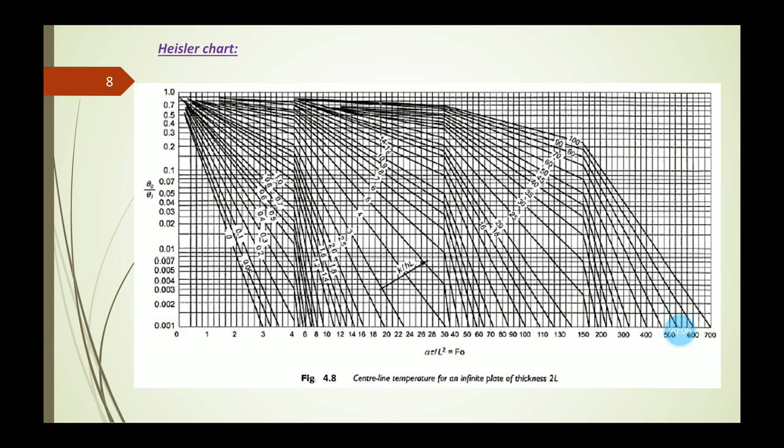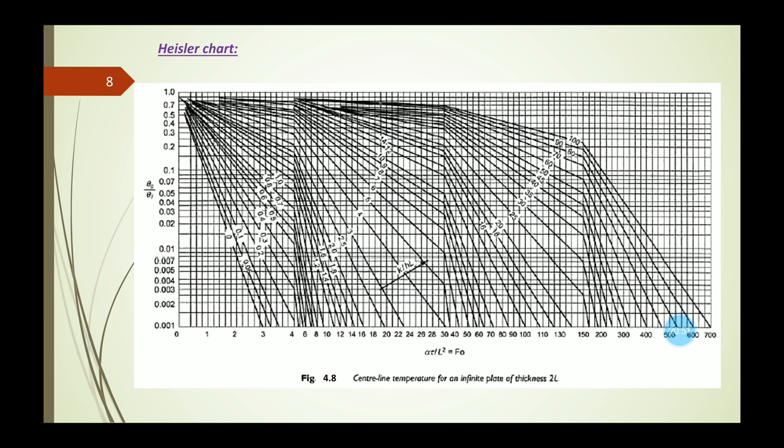So this is the Heisler chart in case of the infinite plate of thickness twice L. In the x-axis we can see the Fourier number, and in the y-axis we can see the temperature history, theta naught by theta i. And here in the middle you can see that k by hL is written, so it is actually 1 by Biot number, as Biot number is hL by k. So here the opposite of Biot number, 1 by Biot number, that is k by hL, is given. So this is the Heisler chart in case of an infinite plate.